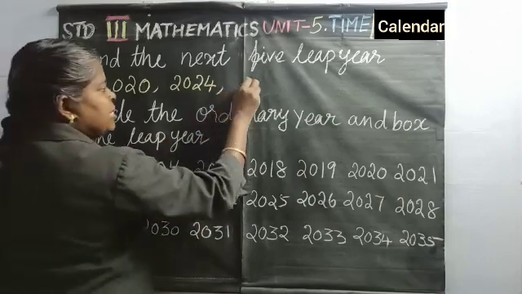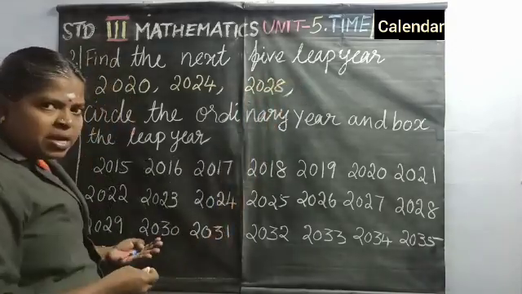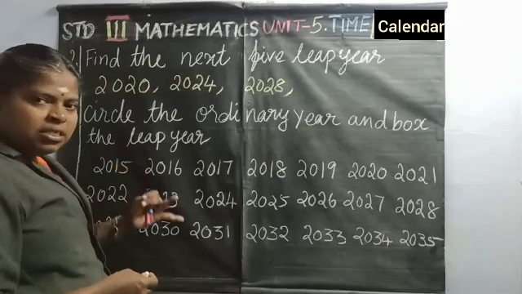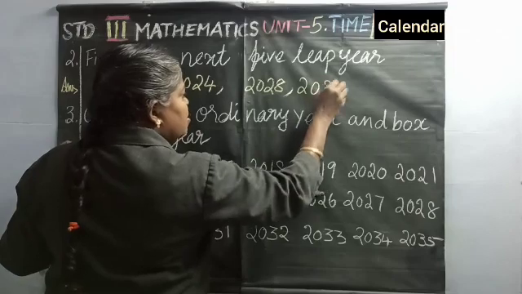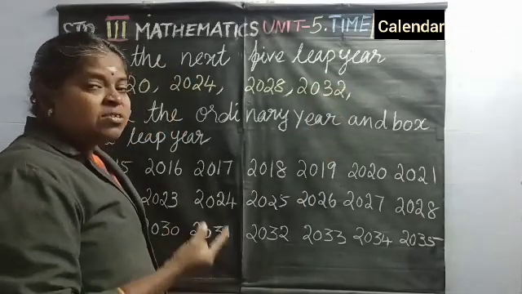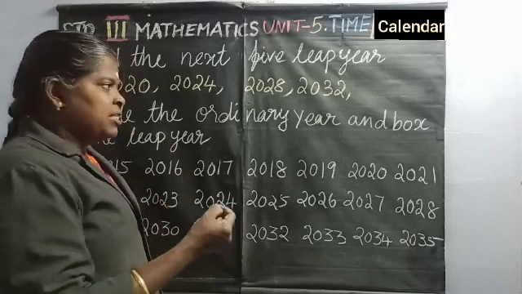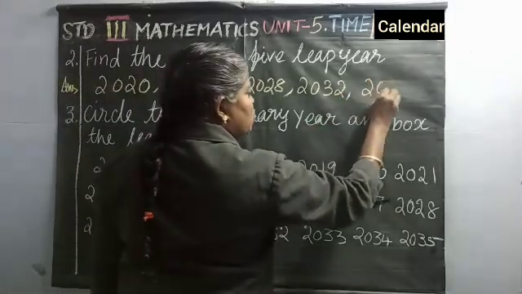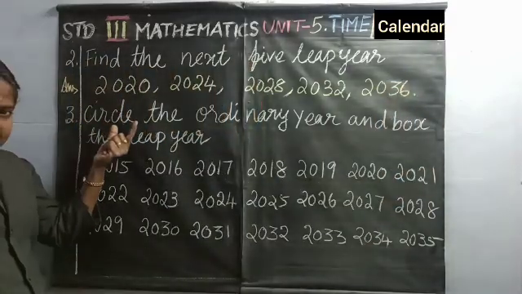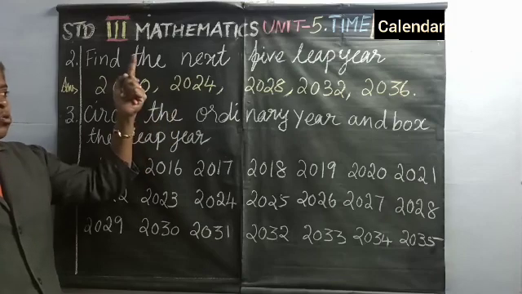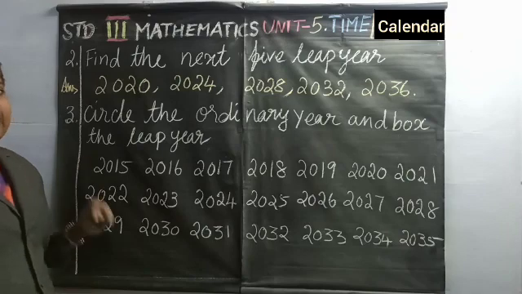So the next leap year is 2028. Next, 29, 30, 31, 32. So the next leap year is 2032. For the next leap year, what do we have to do? We have to add 4 years. 32 plus 4 is 36. So the next leap year is 2036. So 2020, 2024, 2028, 2032, 2036 are leap years.